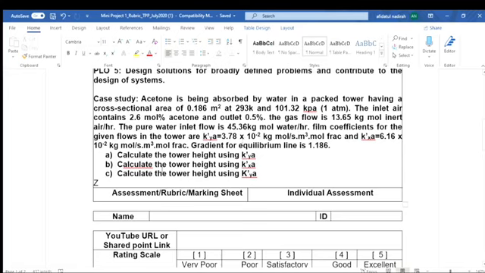So the question asks us to calculate the tower height using K'ya, calculate the tower height using K'xa, and the last one is to calculate the tower height using K'ya.